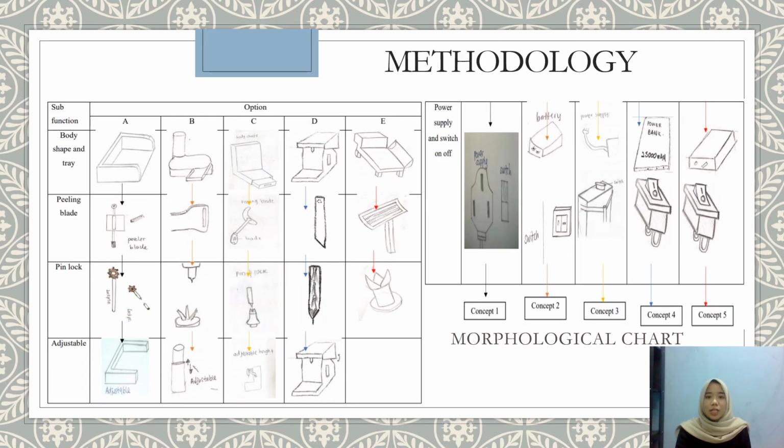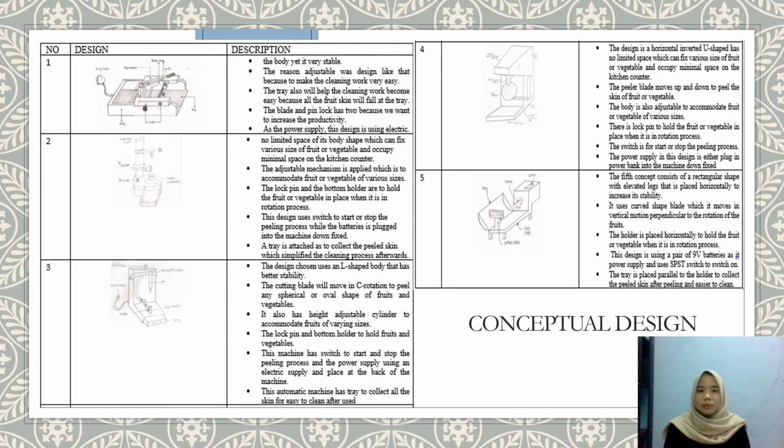Next is the methodology. After all the criteria and specifications have been identified, they can be applied in a chart known as a morphological chart. The chart consists of selection criteria and 5 design options. This is our conceptual design. There are 5 conceptual designs for the early phase, developed during the brainstorming session.